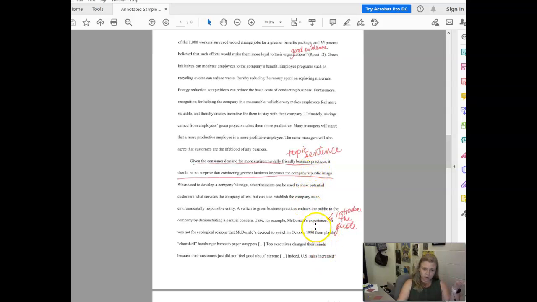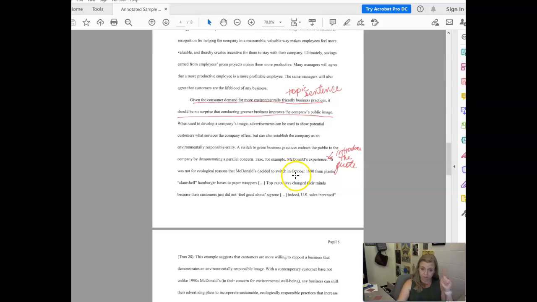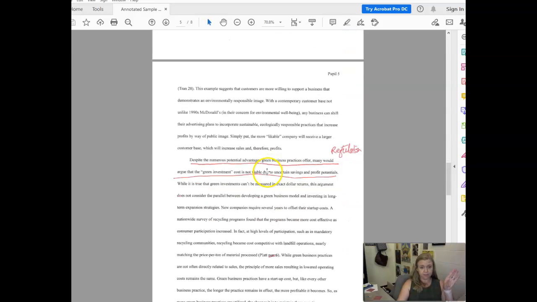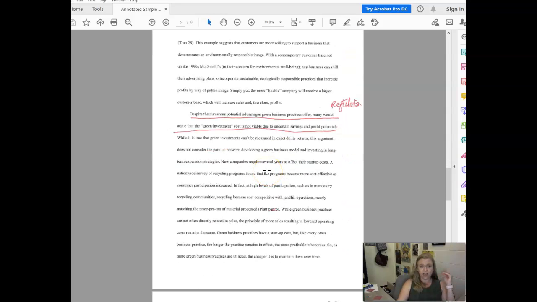Again, they didn't introduce the quotes, even though I think this was probably one of the best pieces of evidence that they used in here. So good. Now, what they had was refutation. And so basically, it says it's not viable, because it costs a lot to actually get there. So you have to spend money to go green, basically.